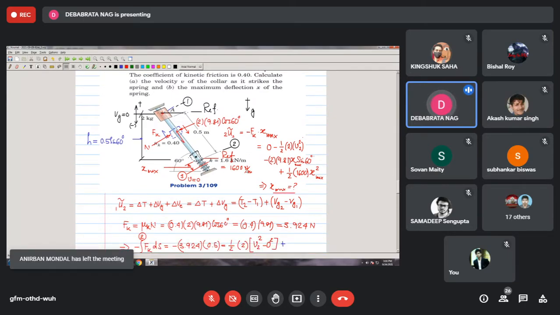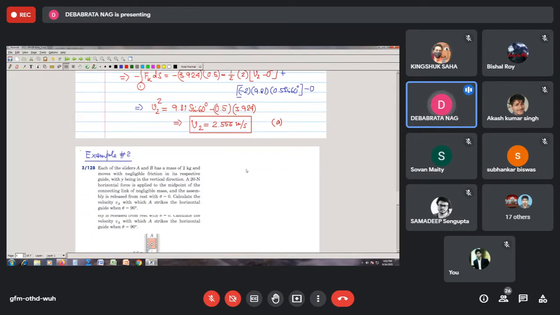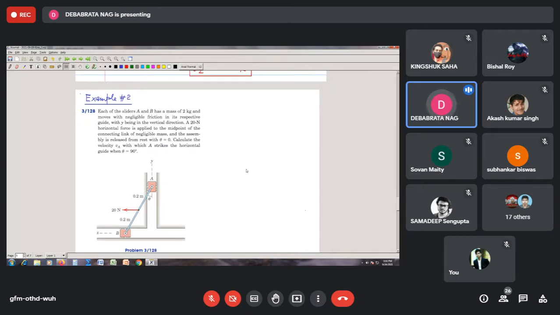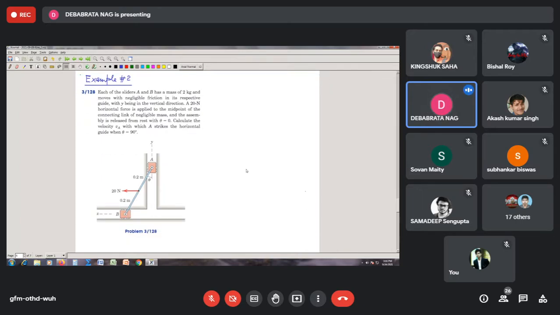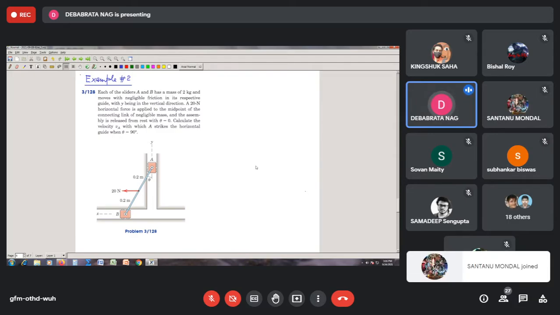Today we will take up a couple more problems in this chapter before we call it a day, and prepare ourselves to take up our next chapter in the class. So accordingly we take up our today's problem. This is our today's problem. It is taken from problem number 3/128.